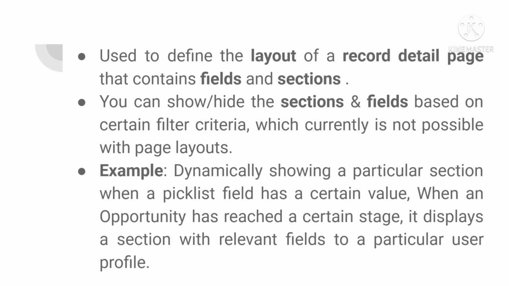Dynamic forms are used to define the layout of a record detail page that contains fields and sections, like a page layout. The only difference between the page layout we have on an object and a dynamic form is that we cannot show or hide sections and fields in the page layout. But using dynamic forms, we can do that, and that will be based on the value of that particular field.